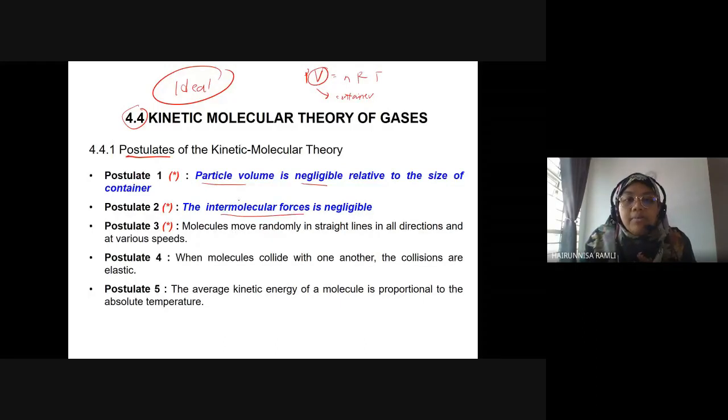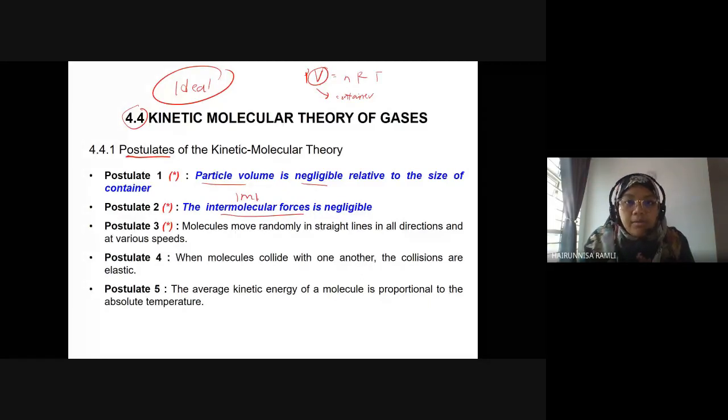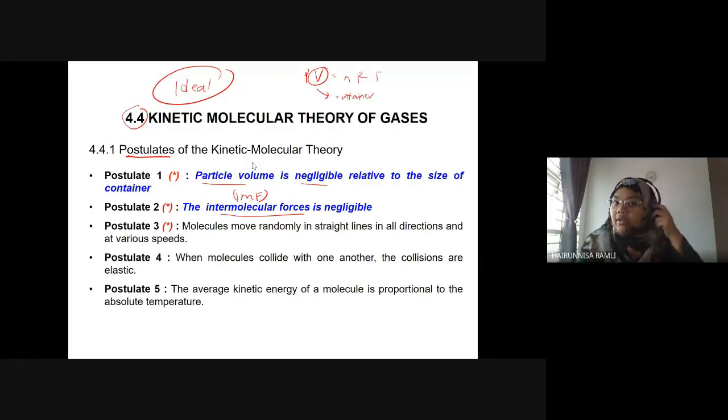Okay, and then postulate number two, the intermolecular forces is negligible. Okay, I hope you still remember IMF intermolecular forces that you have learned in chapter 3. Okay, when you have gases, tak kisahlah dia polar or non-polar, dia boleh ada at least London dispersion forces, right? Okay, so benda ni pun sebenarnya for this KMT, okay, teori dia, the IMF is negligible. Kita abaikan je.